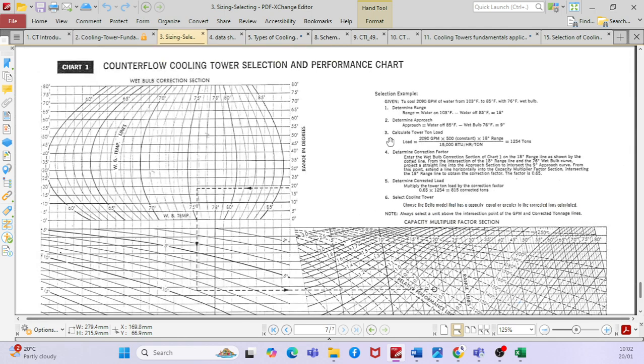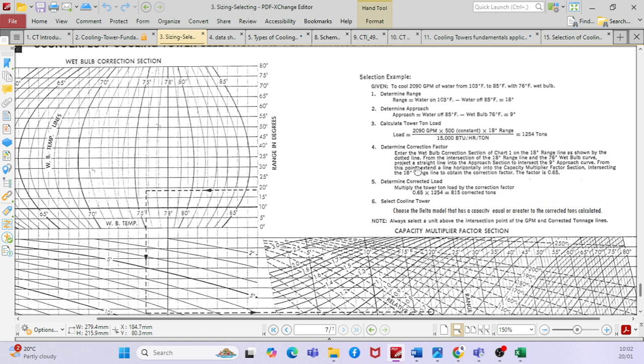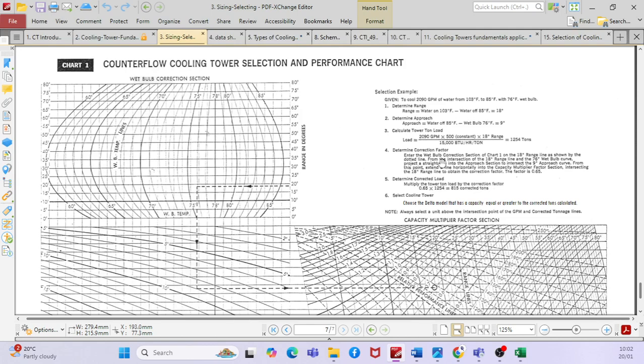For the cooling tower ton calculated, we have to calculate the actual tonnage, determine the correction factor. You enter the wet bulb temperature, wet bulb correction. This is chart one, and you can say that the range is 18 degrees, which you calculated here. And this is your wet bulb temperature line. Say for example, your wet bulb temperature is 76 degrees Fahrenheit.